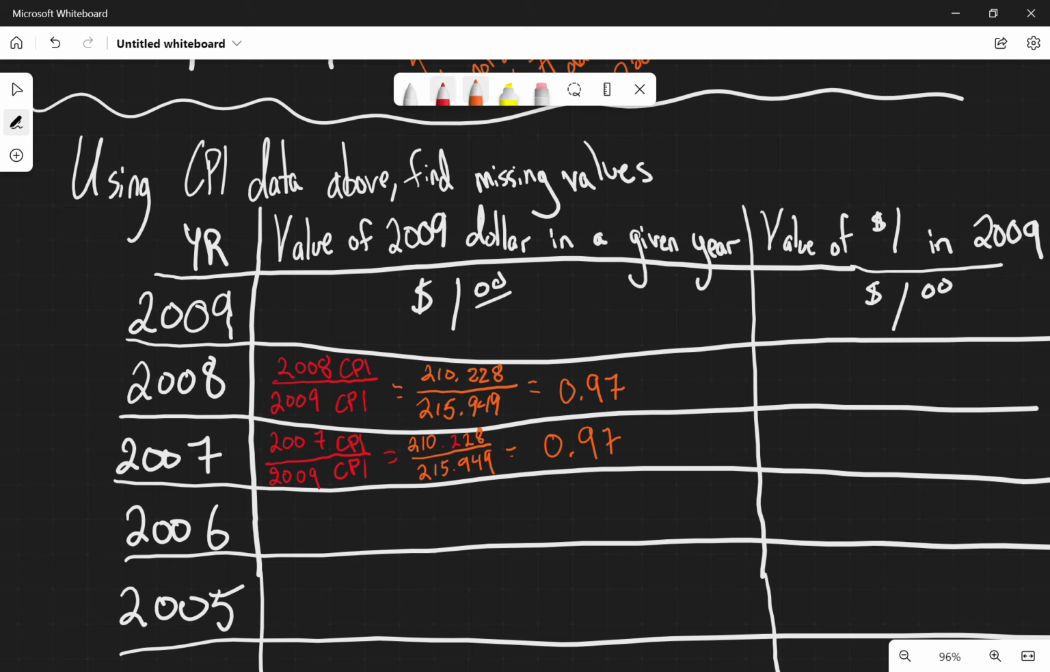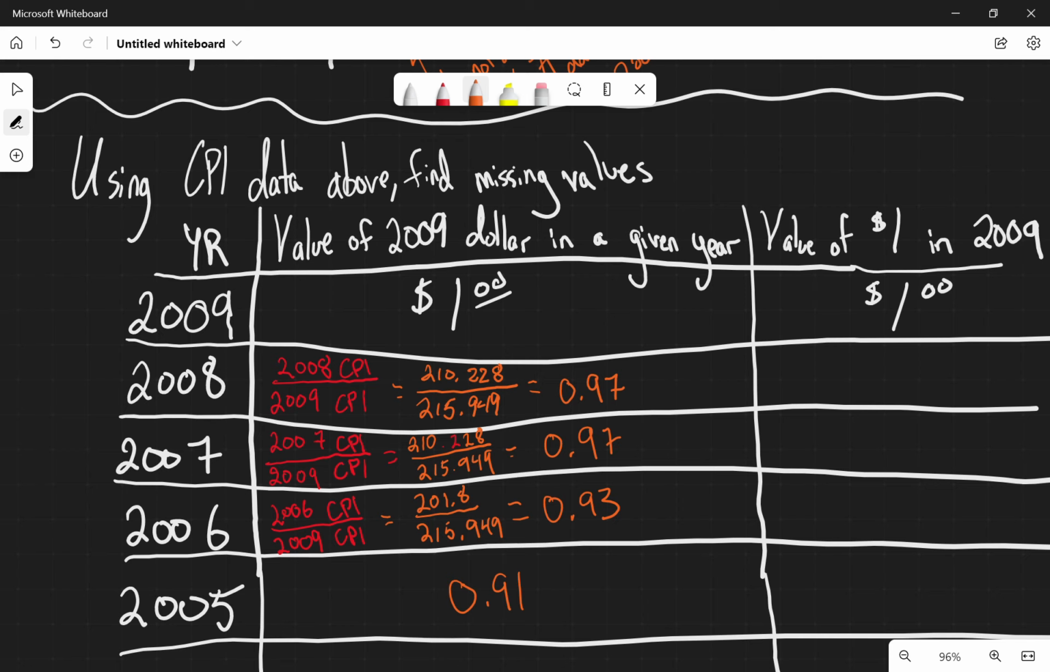All right, let's do this one more time. So with 2006, we're going to take the 2006 CPI. We're going to divide it by the 2009 CPI, which is going to give us, what's 2006 again? 201.8 divided by 215.949, and this is going to give us 0.93. The last one, you should end up with 0.91 cents.